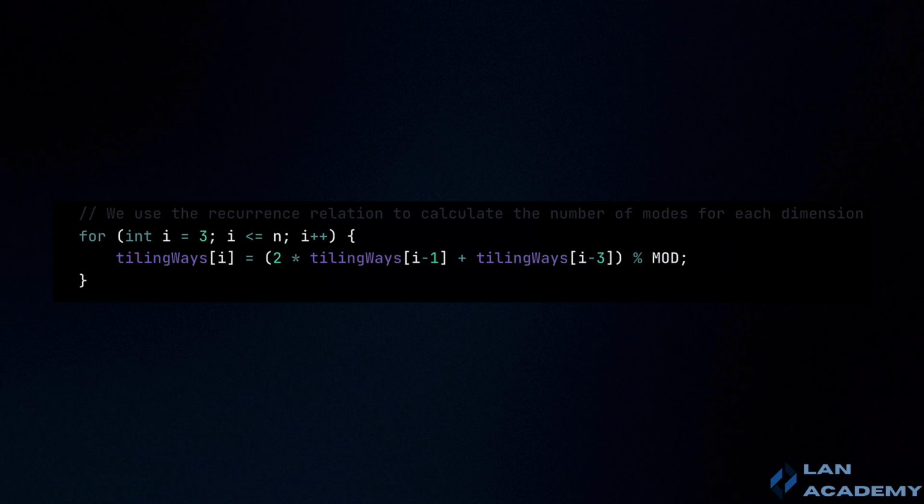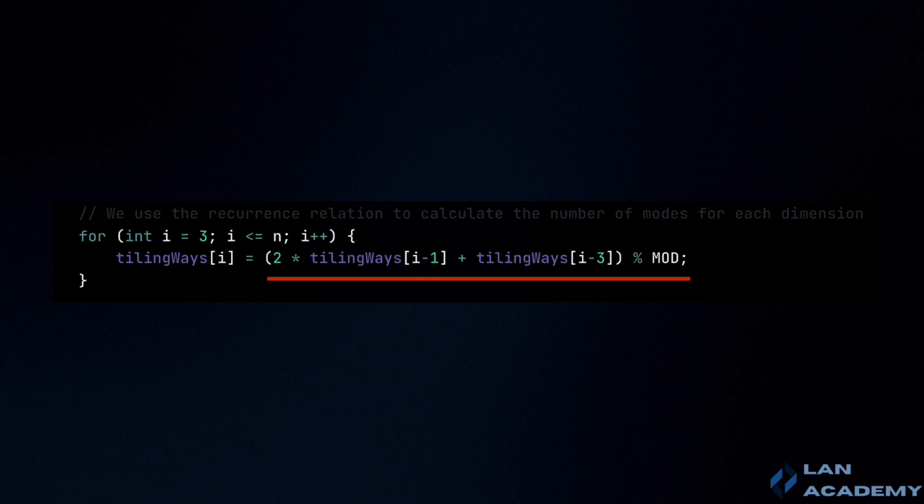The recurrence relation used is as follows. To cover a 2 times n board, tiles can be added in several ways to the 2 times n-1 and 2 times n-3 boards. If I have a 2 times n-1 board, I can add a vertical domino at the end. This means that all ways to cover the 2 times n-1 board can be extended to cover the 2 times n board. Additionally, I can add 2 horizontal trominoes, which gives me another set of ways to cover the 2 times n board. In total, adding tiles to the 2 times n-1 board contributes 2 times tiling ways of i-1 ways.